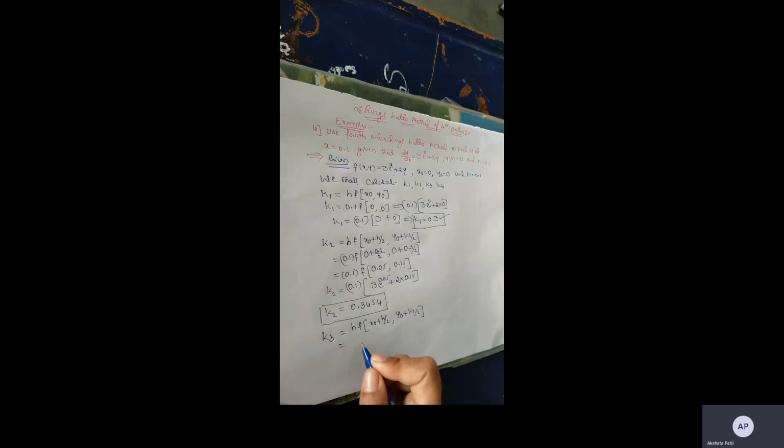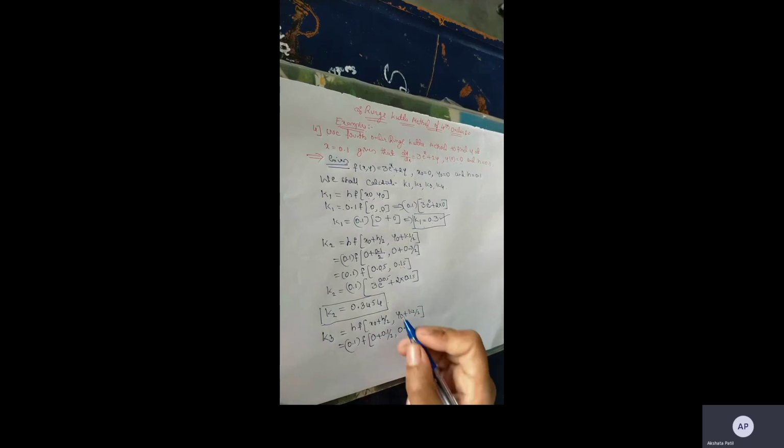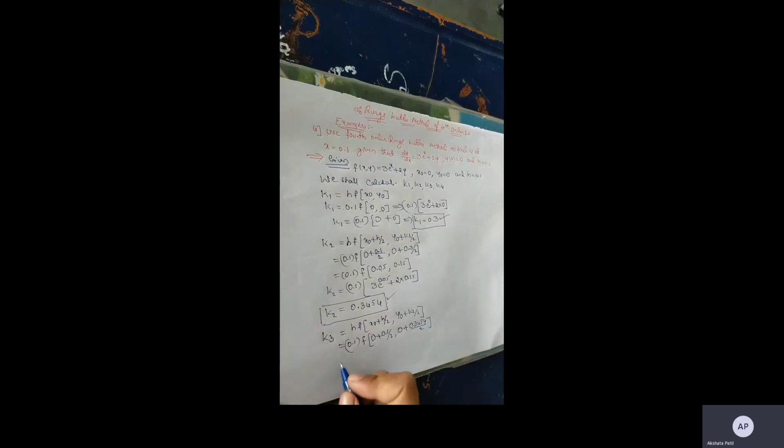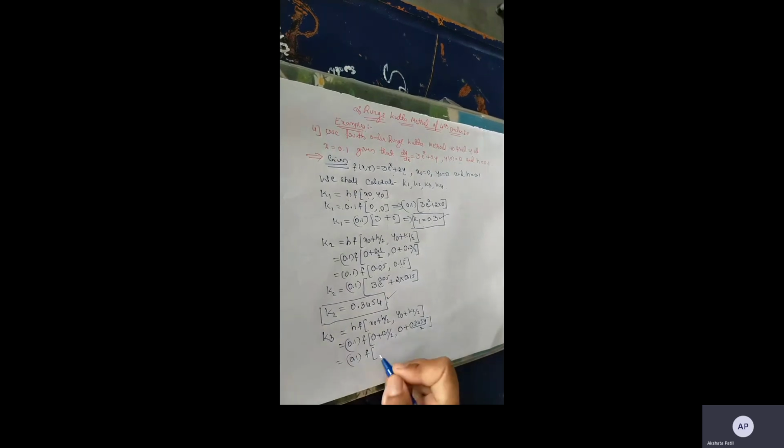So h value is 0.1, function of x0 value is 0 plus h is 0.1 divided by 2, y0 value is 0 plus k2 value we already obtained above here. So use the value here, 0.3454 divided by 2. Now we'll get 0.1 into the function of 0.1 divided by 2 is 0.05 comma 0.3454 divided by 2.